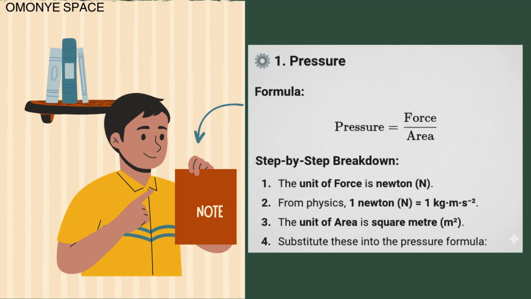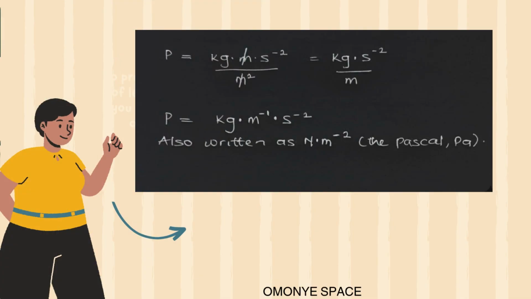Let's quickly look at how pressure was derived. You could substitute for energy or work and power and see how it works out. So for pressure, pressure is force over area. Let's do a step-by-step breakdown. The unit of force is Newton. From physics, let's note that 1 Newton is kg m s to the power of -2. The unit of area is square meter. Now let's substitute these two into the pressure formula, which is force over area. We'll have what we can see clearly.